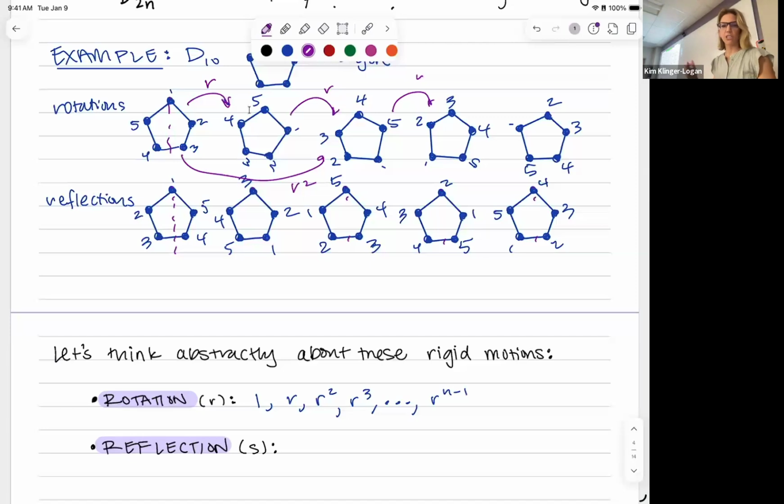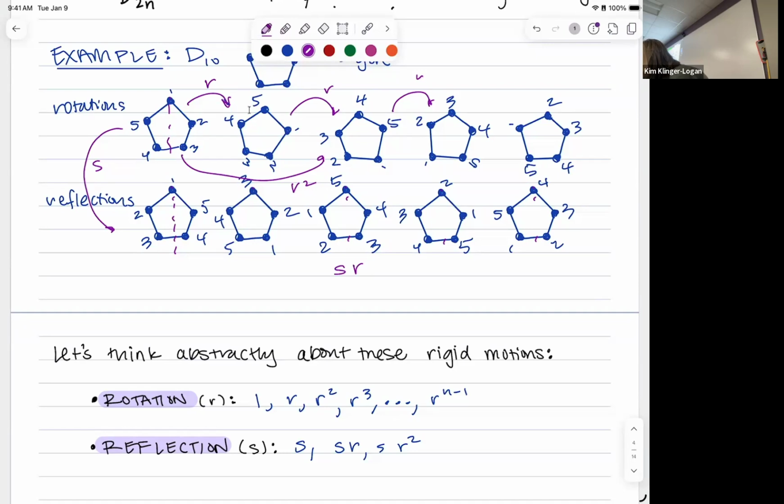So if I call reflection over a fixed axis S, then all of the reflections really look like S, or I could rotate once and then apply S. I'm just going to call this movement S. Or I could rotate twice and then apply S. So I think here, let me see if I can find it. This guy, because this guy is like rotate once and then apply S. Is that right? Yeah.